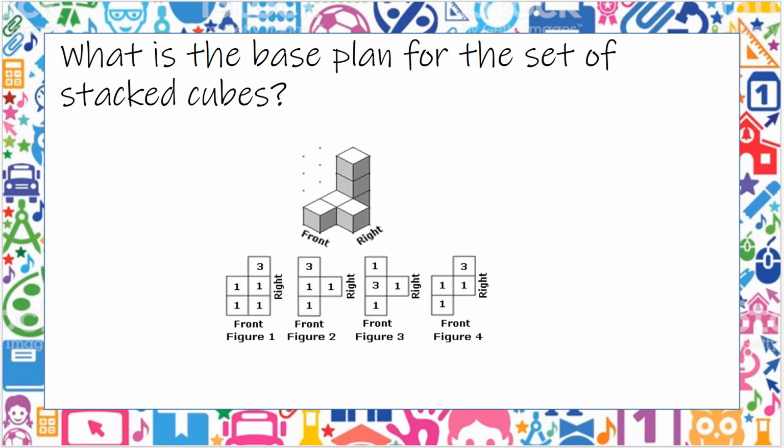What is the base plan for this set of stacked cubes? So if you notice, you have a set of stacked cubes on the back that is 3 high. Then all the rest are 1. If you flip it up, where you're looking at the bottom, it would be 1, 1, 3, and 1. So figure 2 is your answer there. You can also do it kind of from the top, looking down, and it will also give you the same figure.